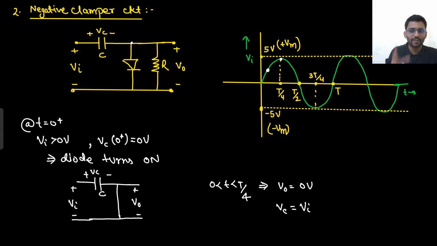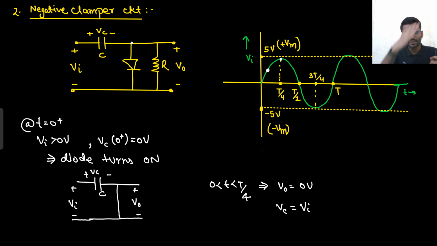Let's quickly revise the negative clamper, which was a very simple circuit. Firstly, the diode turns on. That means the input is forward biasing the diode. The capacitor voltage is following the input. So the capacitor gets charged to 5 volt. After that, what will happen? The capacitor is at 5 volt only, but the input is getting decreased.